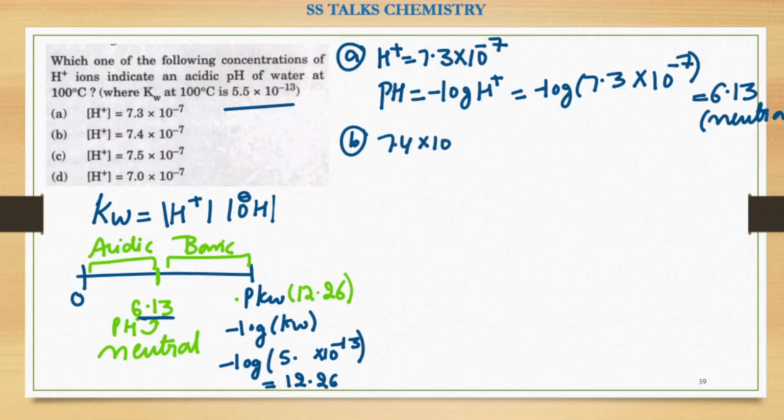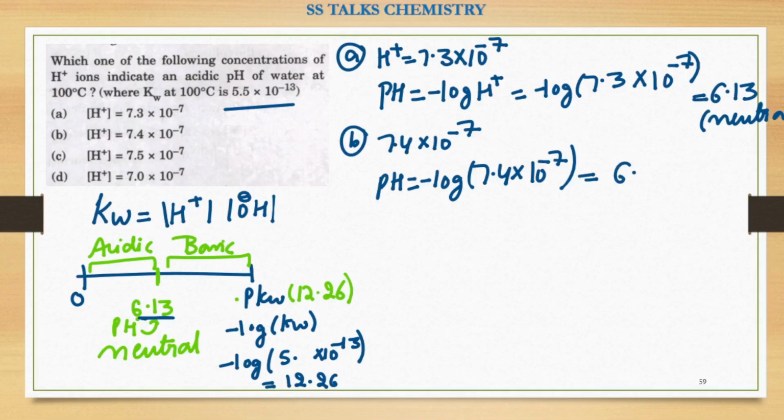Next we have 7.4 into 10 raised to the power of minus 7. At this point the pH value is going to be negative log of 7.4 into 10 raised to the power of minus 7, which will be equal to 6.13. Again, this is the pH value of the neutral point we are having.